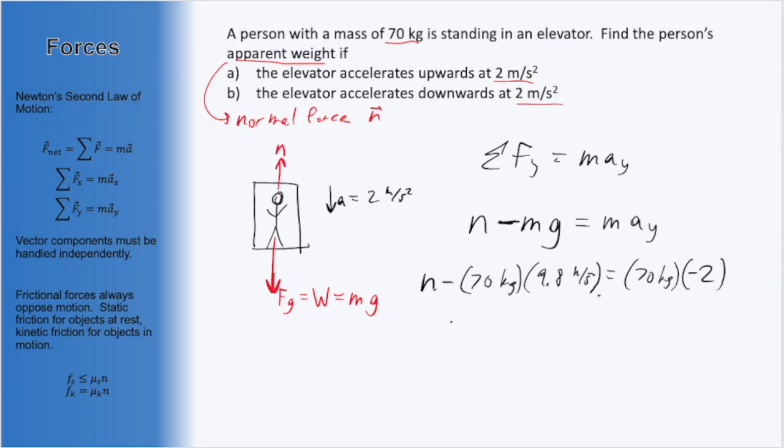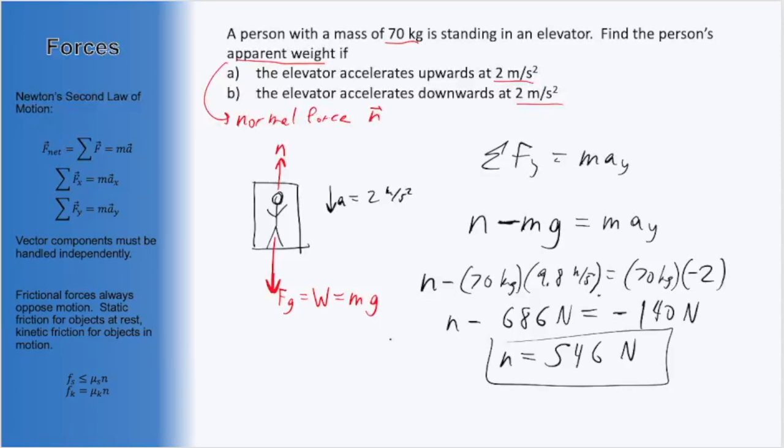Doing some of the calculations, we get normal force minus 686 newtons has to now be equal to negative 140 newtons. So when we add 686 this time, we get that the normal force is only 546 newtons. So we can see that the apparent weight of this person, the force that feels like the floor has to push back on them, does change depending on which direction the elevator is accelerating in.